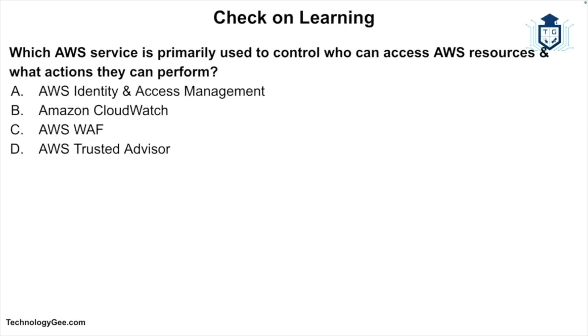All right, so with all that being said, let's do some check on learning. So our first question is, which AWS service is primarily used to control who can access AWS resources and what actions they can perform? Is it AWS Identity and Access Management, Amazon CloudWatch, AWS WAF, or AWS Trusted Advisor?